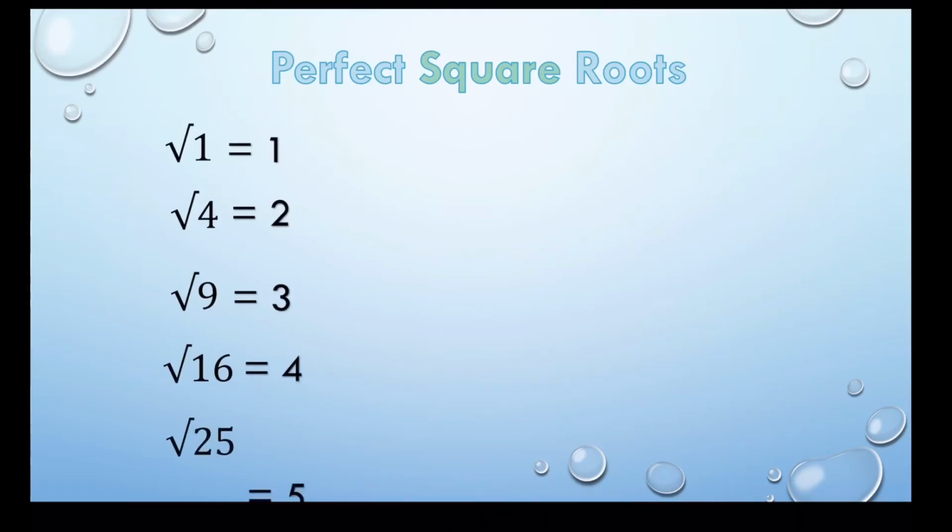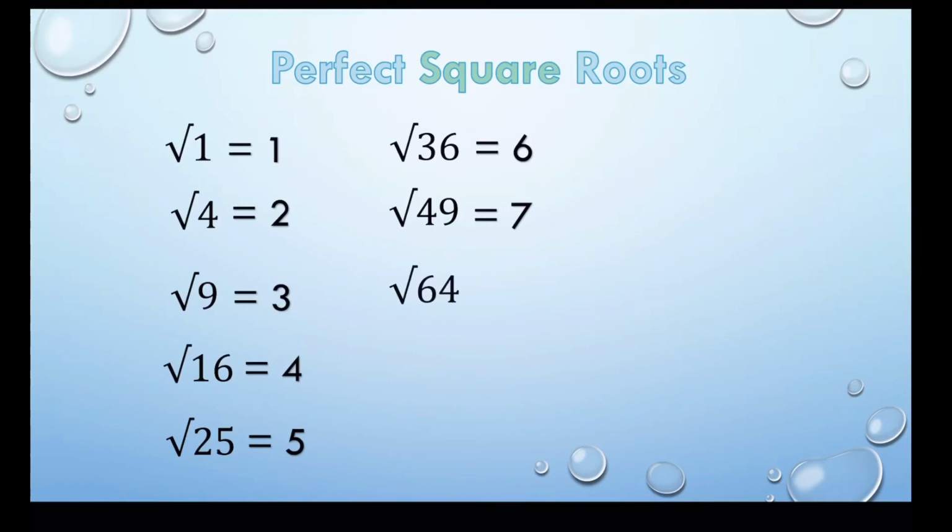Square root of 25, we just talked about, is 5. Square root of 36, you got it, 6. Square root of 49, 7. Square root of 64, 8. Square root of 81, 9. And square root of 100 is 10.